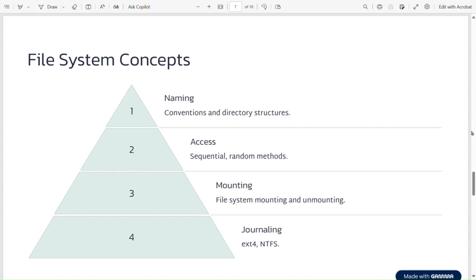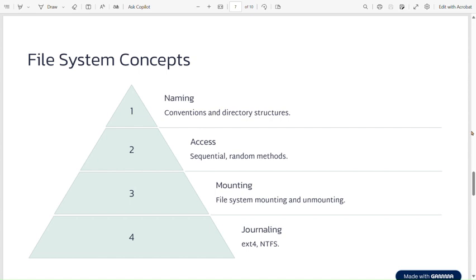Second one is access. Files can be accessed in two ways. First one is sequential access and the second one is direct access. Sequential access means data is accessed in a linear manner, which means one by one. Direct access means data can be accessed without sequential traversal. It can be directly accessed without going through sequential access. For example, random access file.